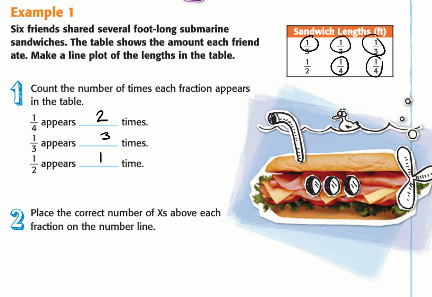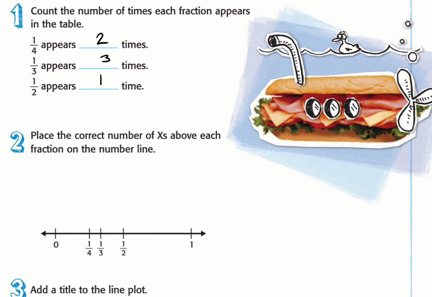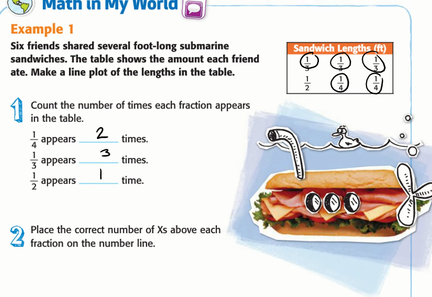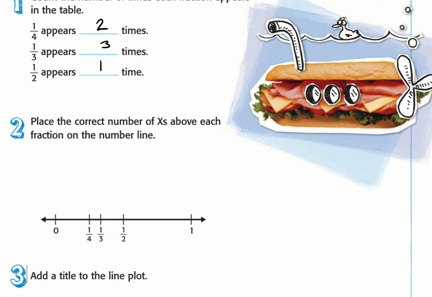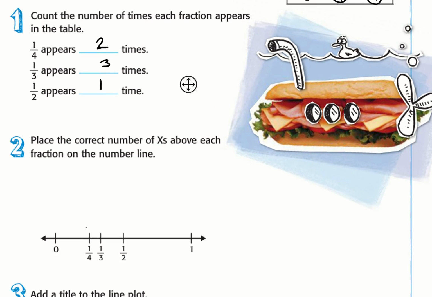Now it says, place the correct number of x's above each fraction in the number line. So we do need to know how to do fractions on a number line. If you do need to review that, make sure you look up another video of how to do fractions on a number line. So we have 1/4 twice, so I'm going to put 2 x's on top of 1/4. We have 1/3 3 times, 1, 2, 3, and then 1/2.